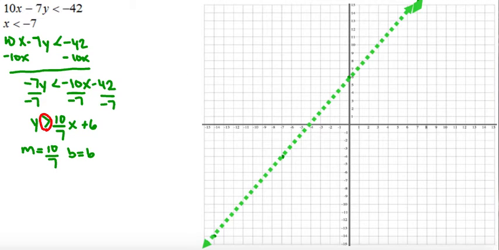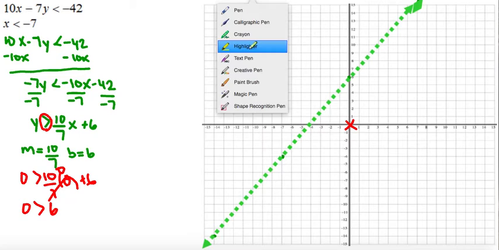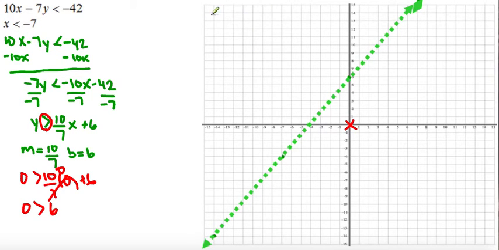Okay, and then shading. So we have to plug in the 0, 0 point to figure out which way we shade. So if 0 is greater than 10/7 times 0 plus 6, anything times 0 is 0. So if 0 is greater than 6, that's not true. 0 isn't greater than 6, so I have to shade everything to the left of the 0, 0 point, to the left of the line. Alright, so I'm shading.